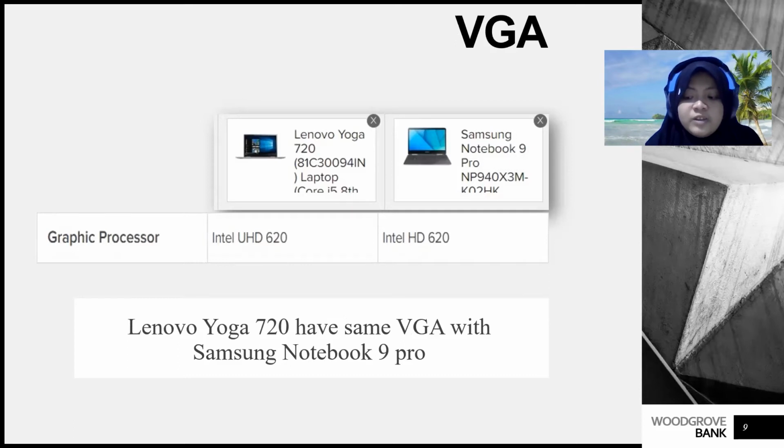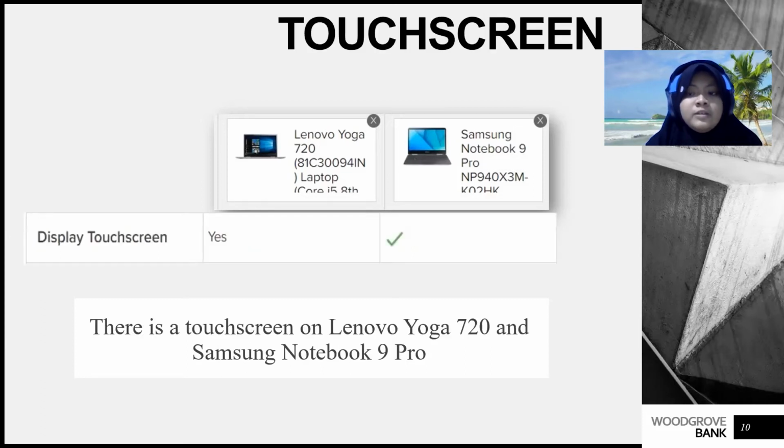Okay, after that, I will explain about VGA, or video graphic array. VGA is an analog interface between a PC and monitor that was widely used prior to DVI, HDMI, and DisplayPort. As you can see, these two laptops have the same VGA, Intel UHD 620, and because they have the same VGA, we can say that the graphic in the Lenovo Yoga 720 is as strong as Samsung Notebook 9 Pro graphic.